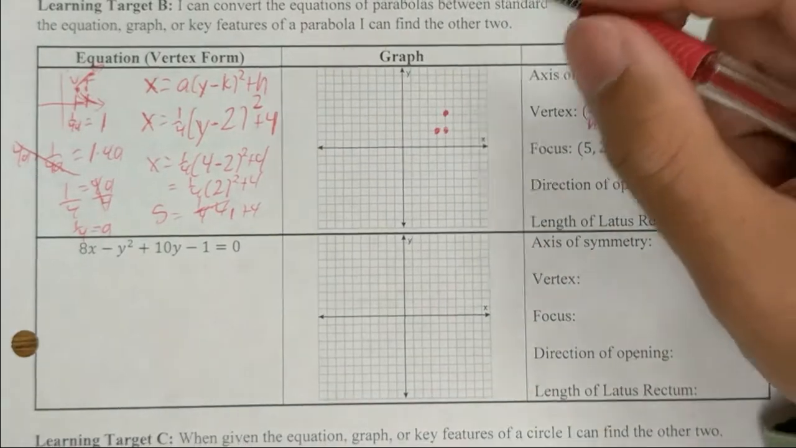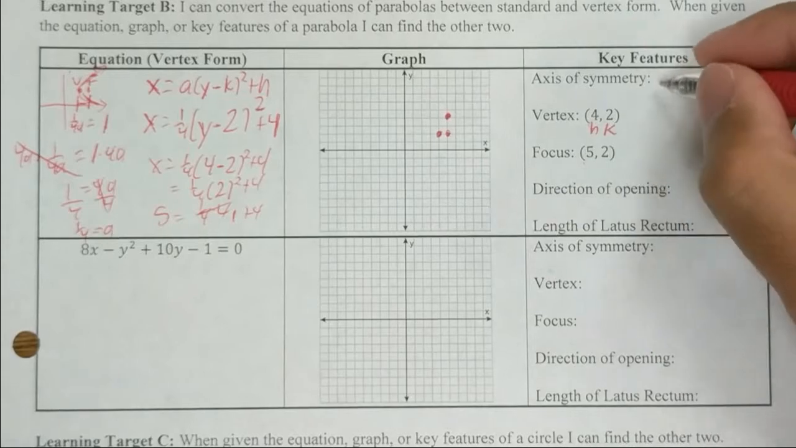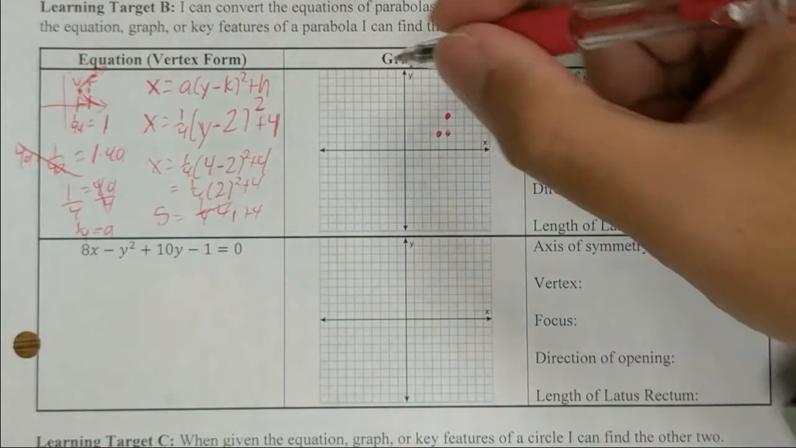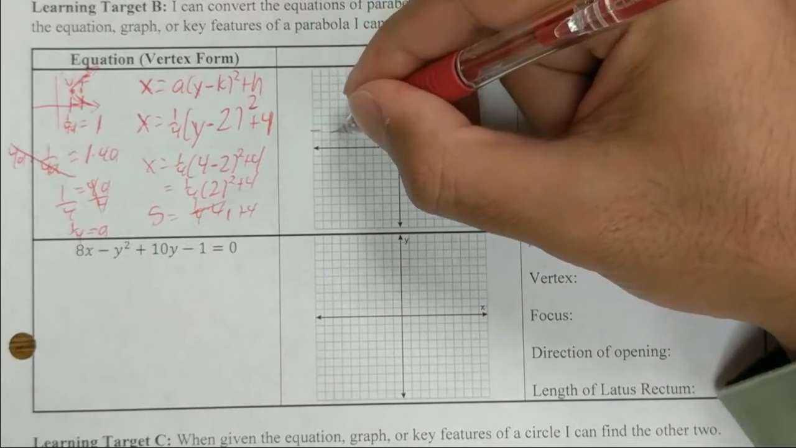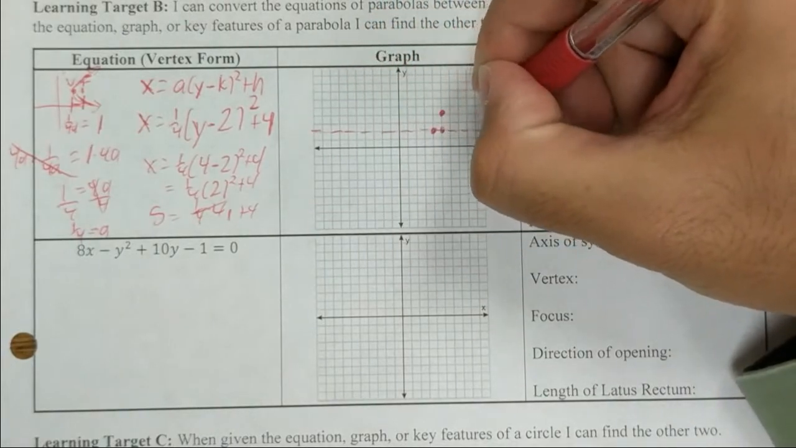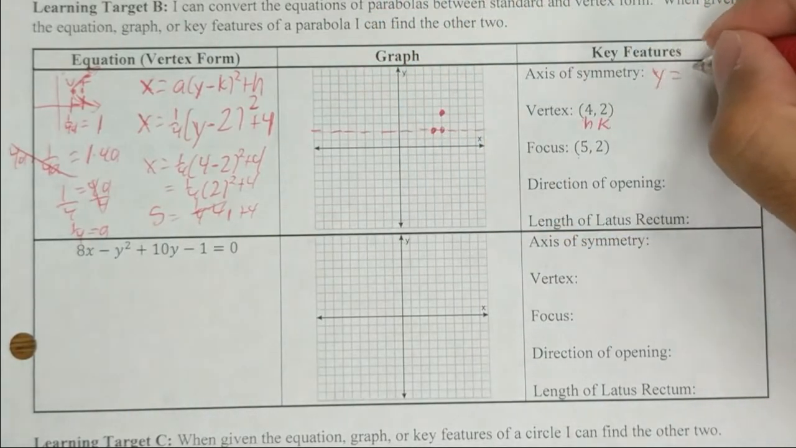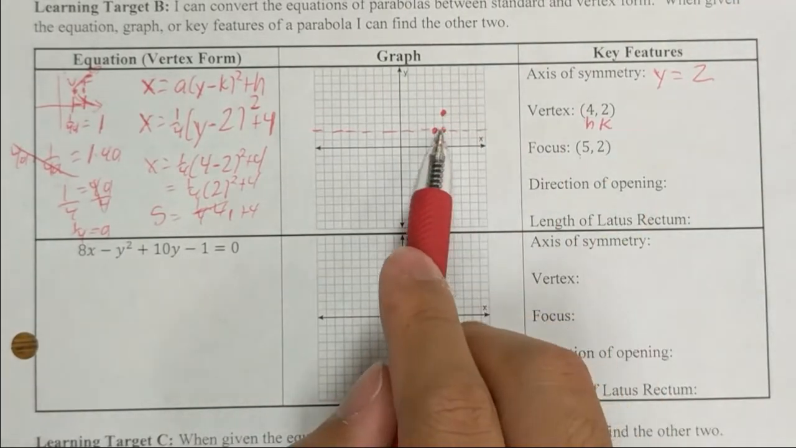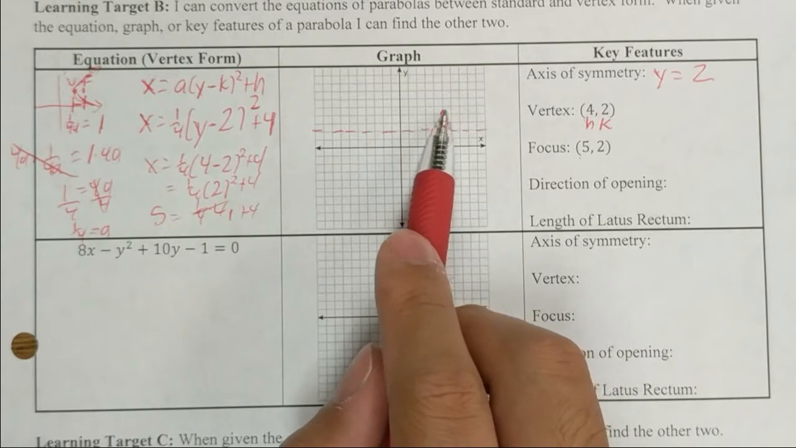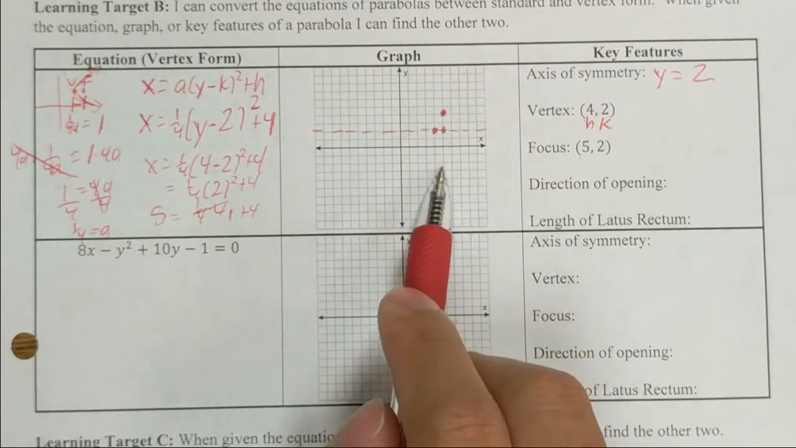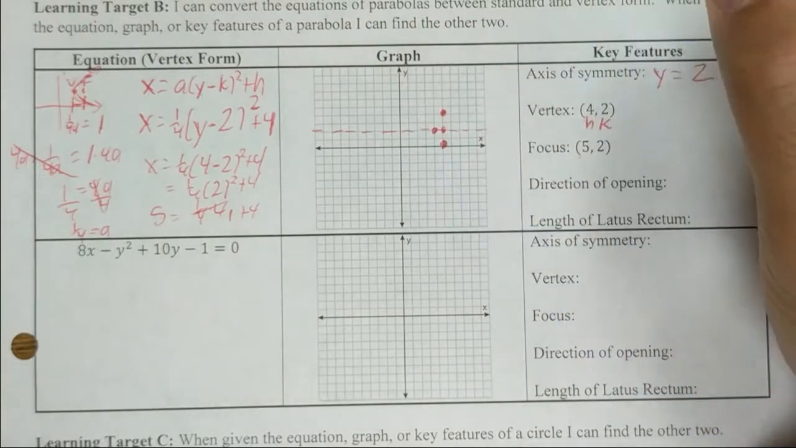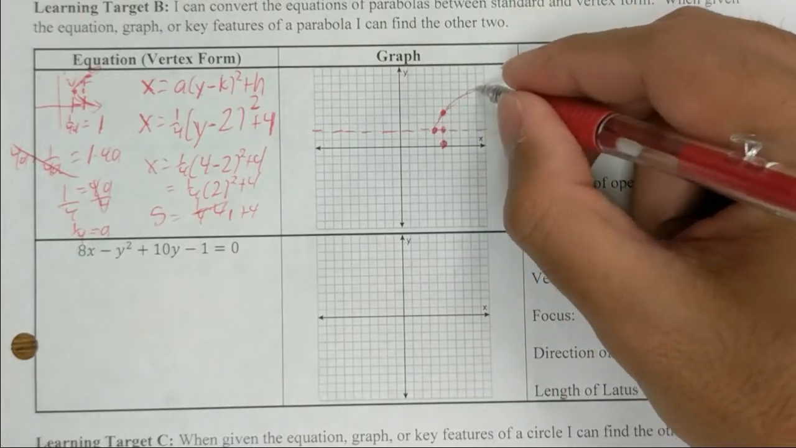And then using symmetry, I know this parabola again opens left and right, so the axis of symmetry would cut horizontally through the vertex, so the line y equals 2. If there's a point 2 units above over here, there's also a point 2 units below. Something like that.